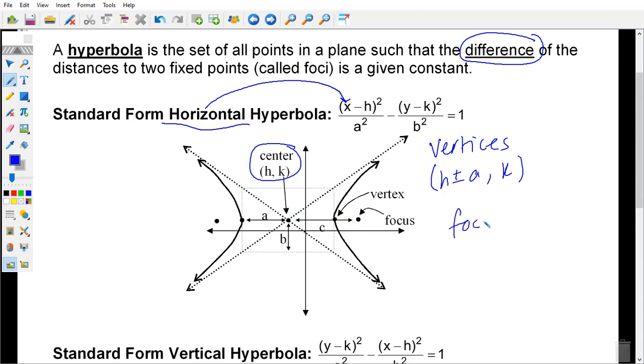Your foci, again, are still on this horizontal plane right here. And this right here tells you that it's c units away from our center. So we're going to have h plus or minus c, comma, k to find our foci.